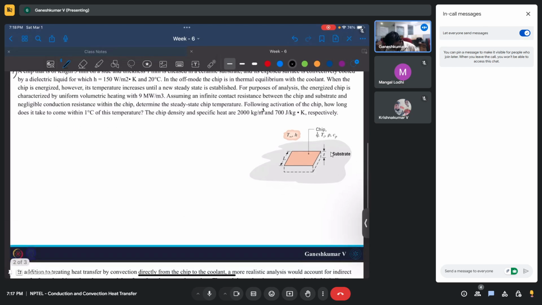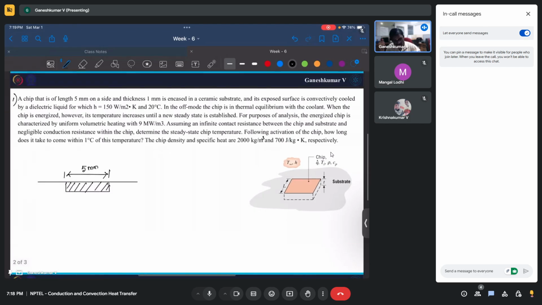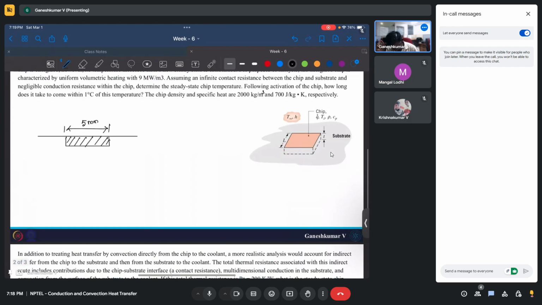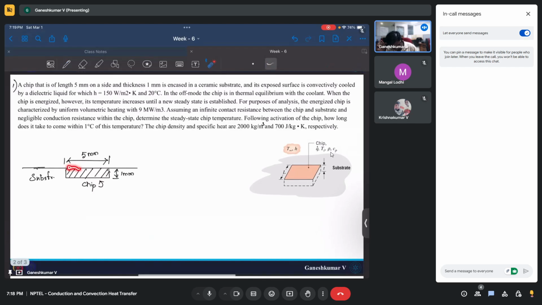Let me draw this again for better clarity. You have a substrate and then you have a chip over here. This is the chip. Its length this way is 5 mm. In fact, it's a square chip, so 5 mm cross 5 mm will be the area. This is the thickness, which is 1 mm, and this is the substrate. This is the chip.